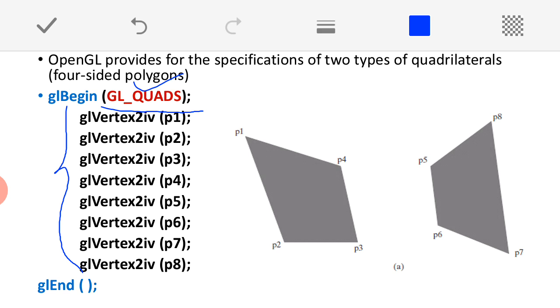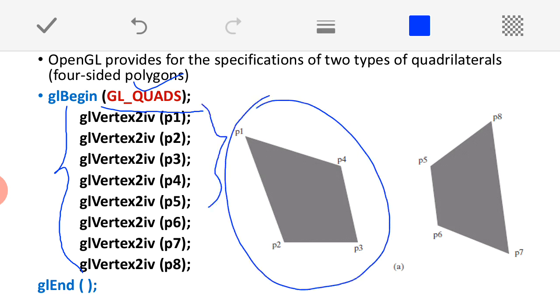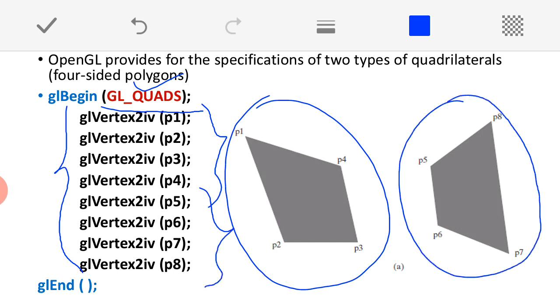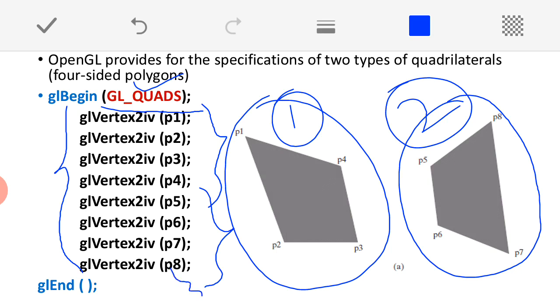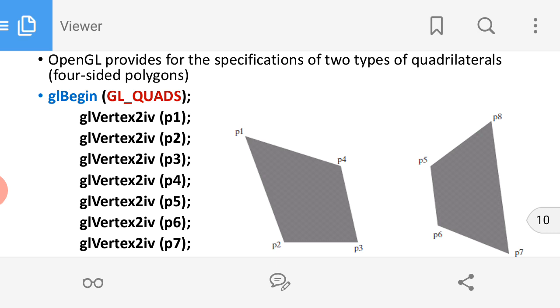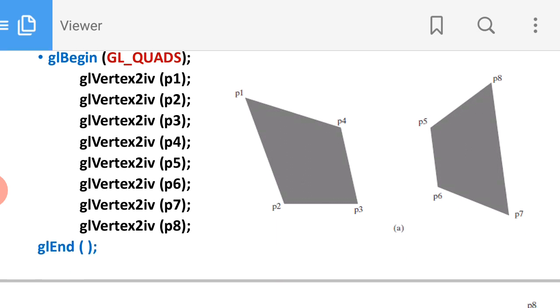Every time with GL_QUADS, that is the quadrilateral, we require a minimum of 4 vertices. So here, first it will join P1 to P4, and we get the first quadrilateral, then P5 to P8 gives another quadrilateral. By defining 8 vertices, how many quadrilaterals do we get? First quadrilateral, then second quadrilateral, so we get 2. If you want to draw the third one, you have to define another 4 glVertex calls. Like this it will work.